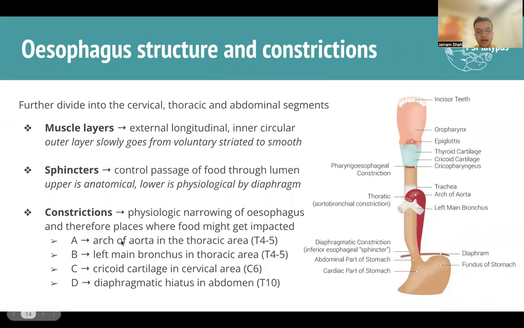A is at the level of the arch of the aorta, and it's in the thoracic region, so T4, T5. B is the left main bronchus, T4, T5. C is going to be at the level of the cricoid cartilage in the neck, which is in the cervical area, C6. And then, of course, D is the diaphragm because of the contraction. As the esophagus passes through the diaphragmatic hiatus in the abdomen, there is going to be some expected level of restricted lumen, which is at T10. Now, the reason why you get these constrictions is because all of these named anatomical structures push against the esophagus. So it's not just that they're at the level of the arch of the aorta; it's because the arch of the aorta itself tends to push against the esophagus as it passes behind it.